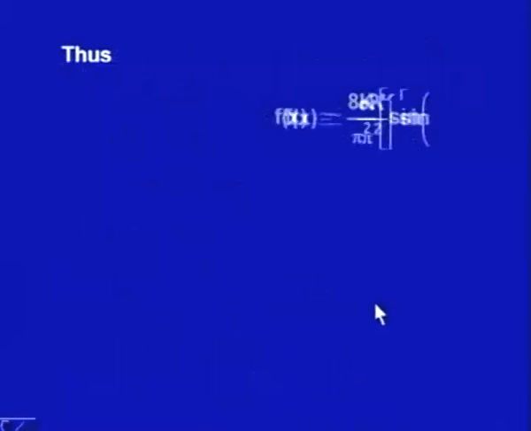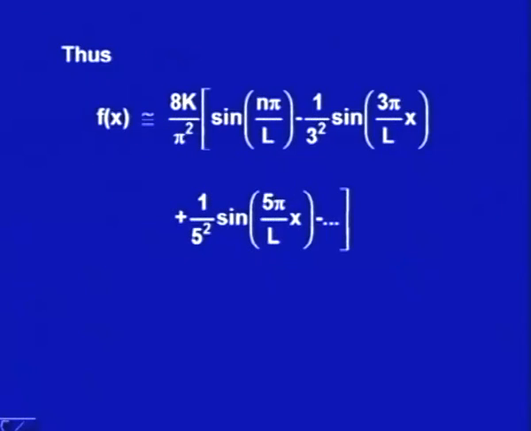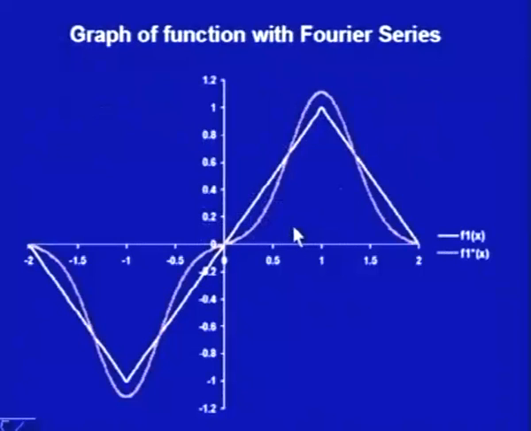So the Fourier series we get is 8k upon pi square times sin n pi by L x minus 1 by 3 square sin 3 pi by L x plus 1 by 5 square sin 5 pi by L x and so on. Now, in our example I have taken L to be 2. So I will get 8k upon pi square times sin pi by 2 x minus 1 by 3 square sin 3 pi by 2 x plus 1 by 5 square sin 5 pi by 2 x and so on. Let us see how it is approximating the function.